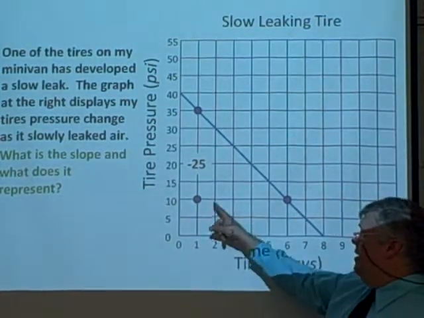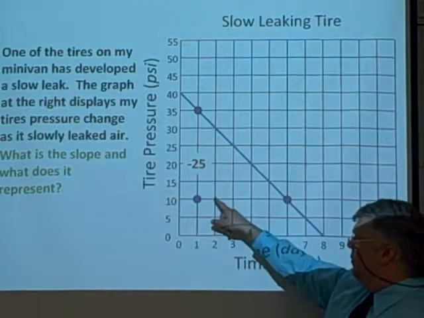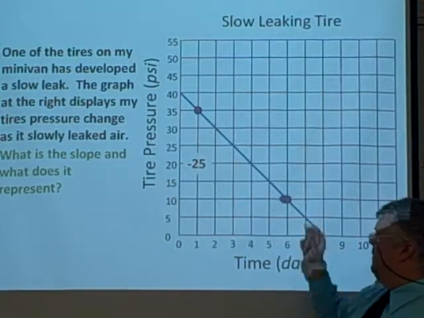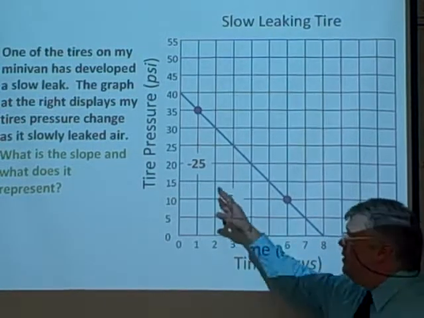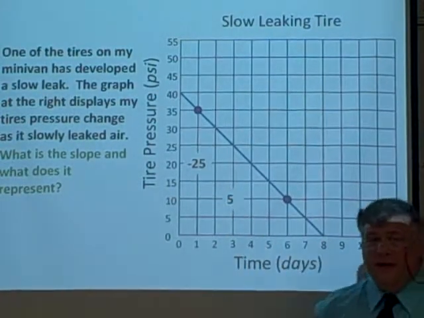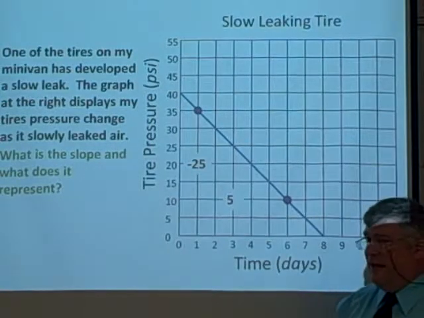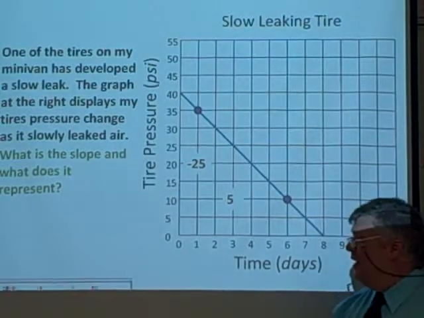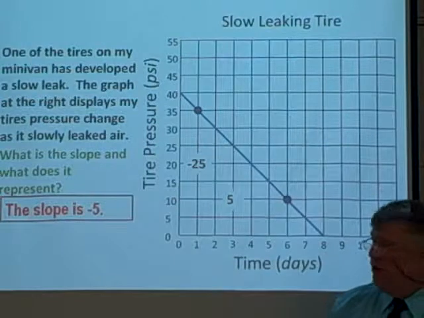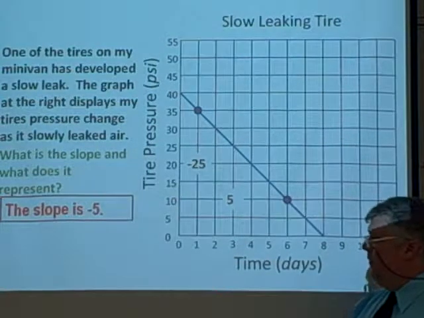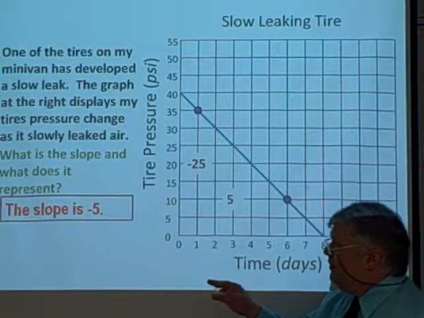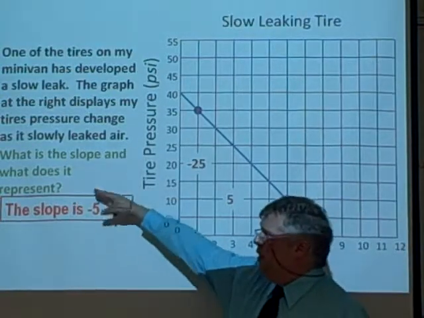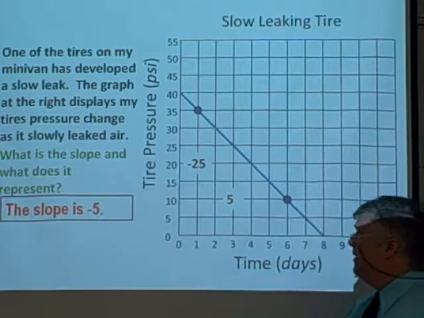So the run here is, well, they're counting by 1s. 1, 2, 3, 4, 5. So I have a run of 5. Negative 25 over 5 is your slope. Simplify that. It can be simplified. You get an answer of negative 5 for the slope. Now, they asked us what it represented. This is only half the question.